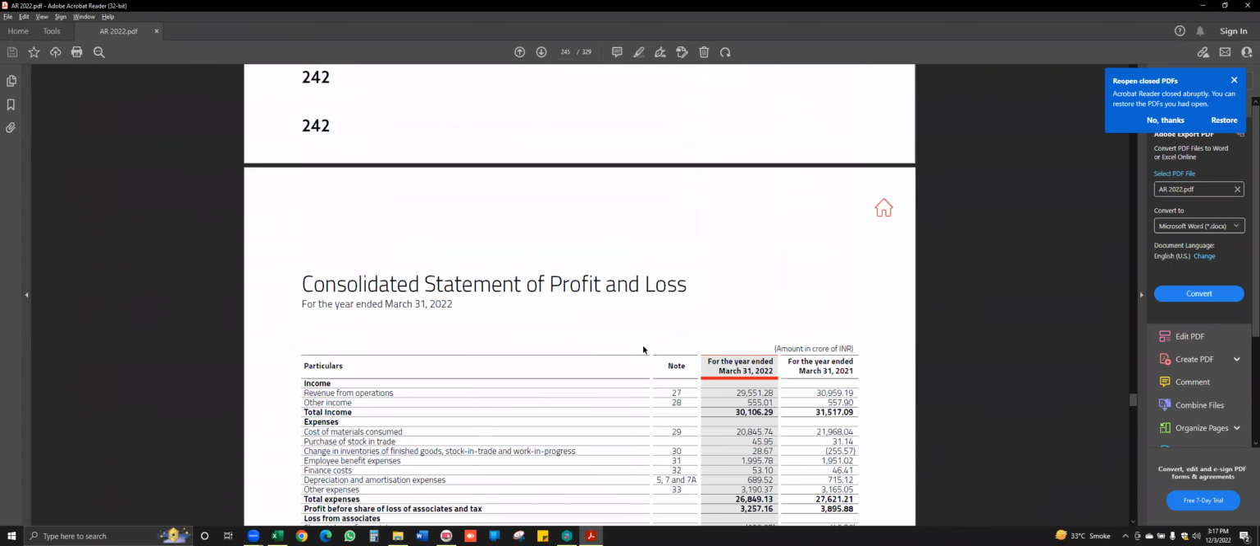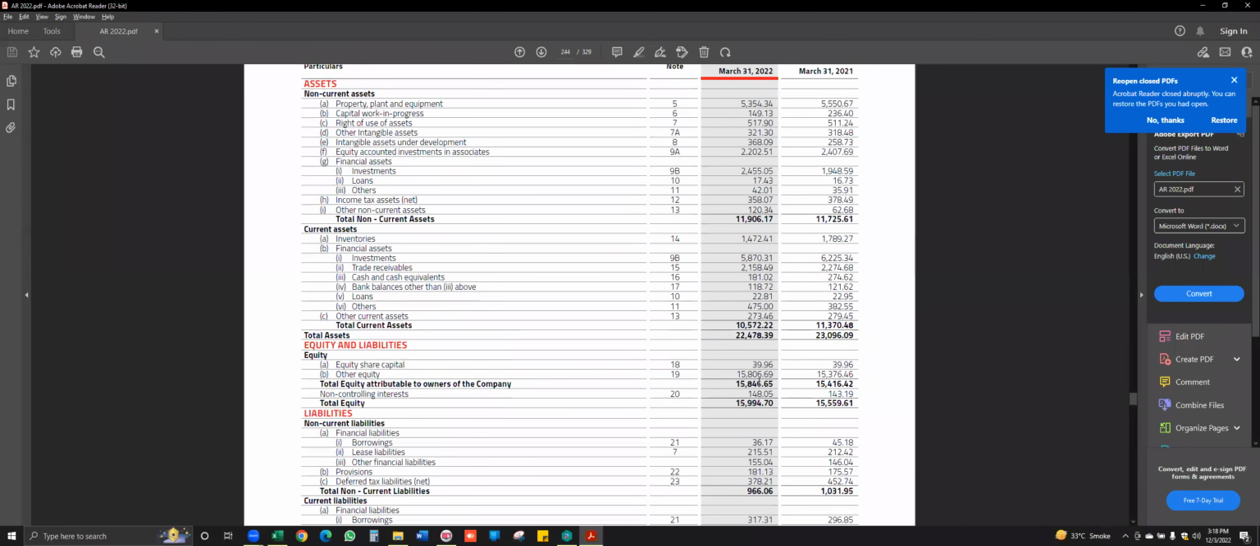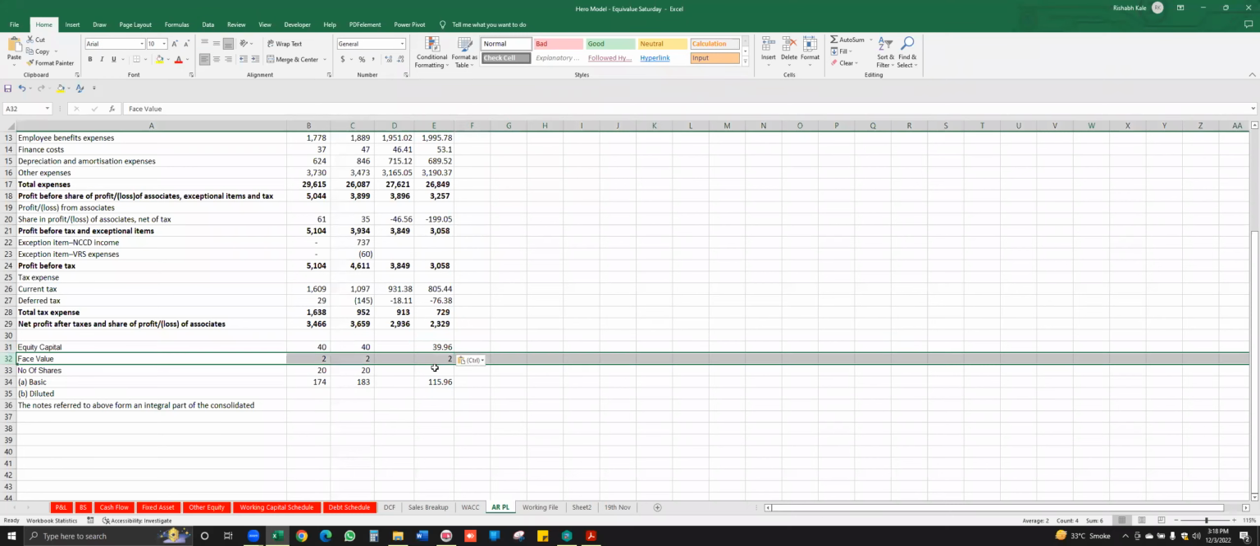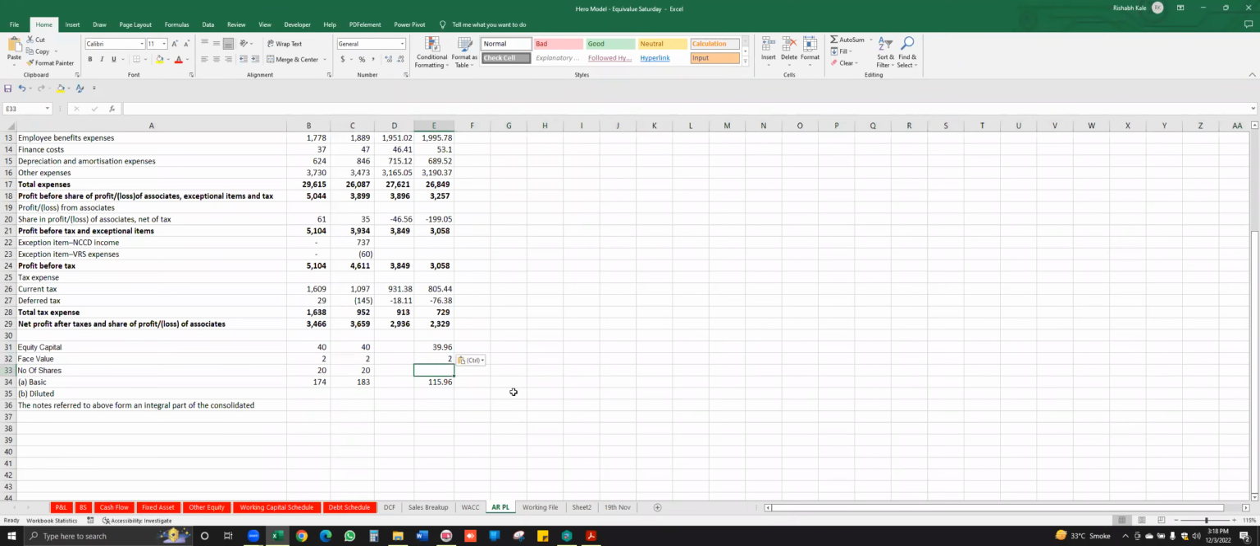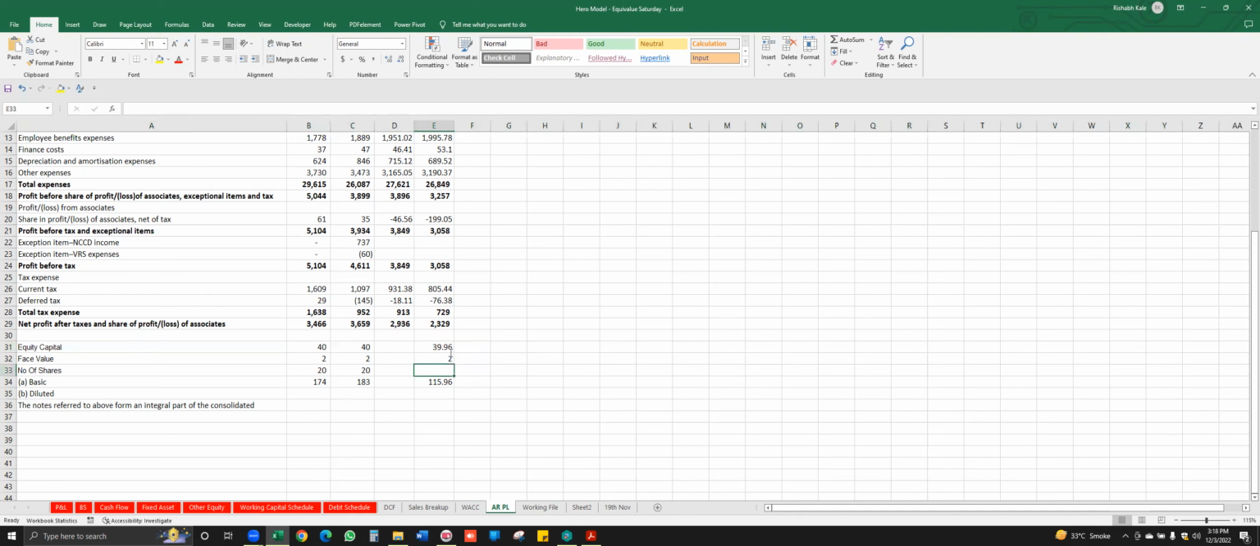In the balance sheet, right? So in the balance sheet, I have an equity share capital over here, which is 39.6. Okay. 39.6 is my share capital. My face value is 2. So what will be the number of shares? My equity share capital is 39.6. It should be this 39.6 divided by this 2.